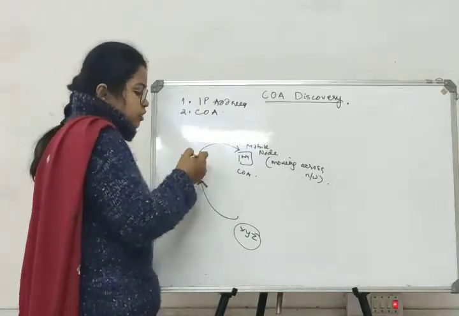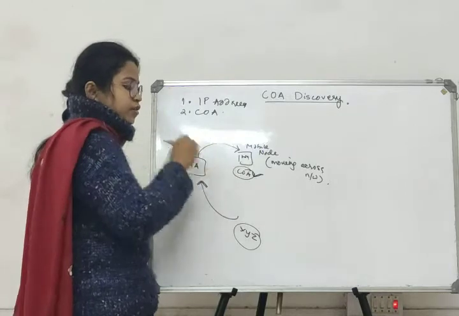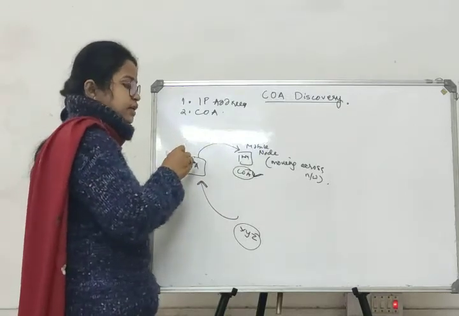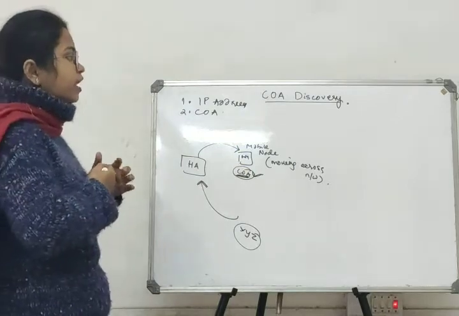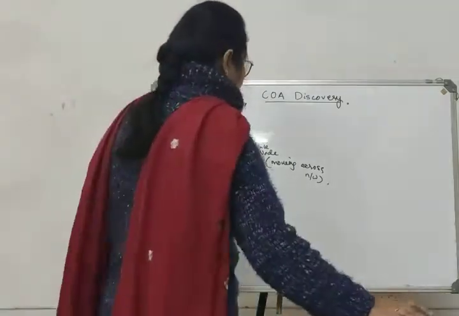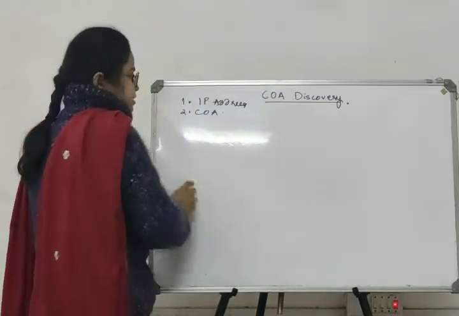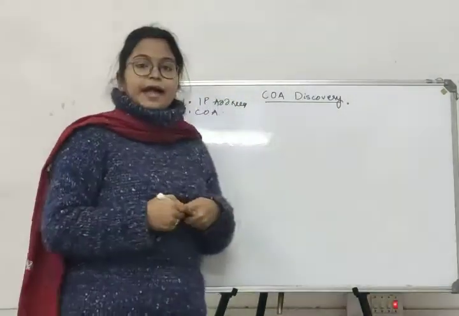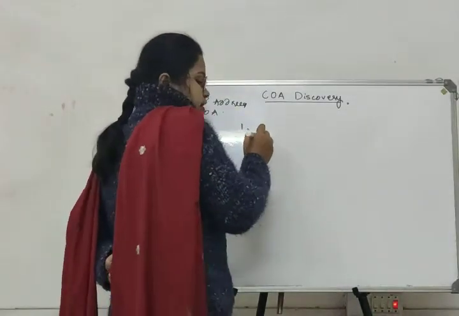Now how will it know the MN's current location? Through the COA. Through the COA it will know that it has to send the packet to this care of address. So how the care of address is discovered is the question, and this we will discuss now. The care of address is actually discovered by the MN only.